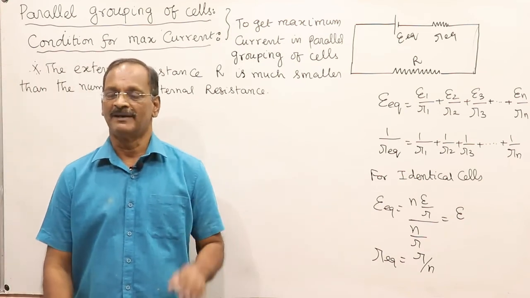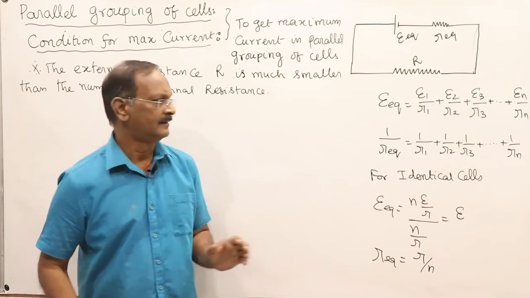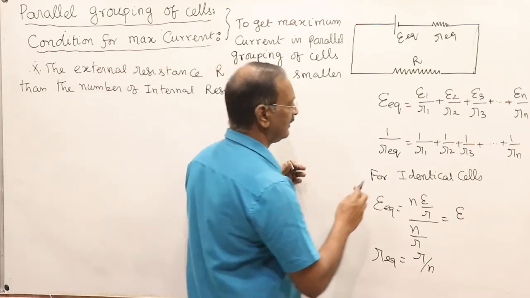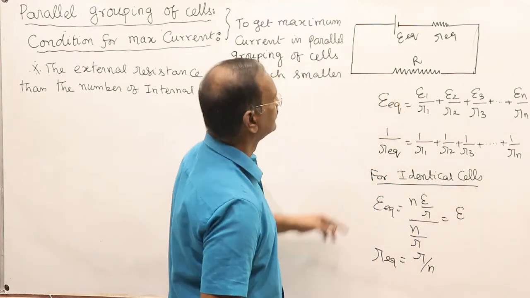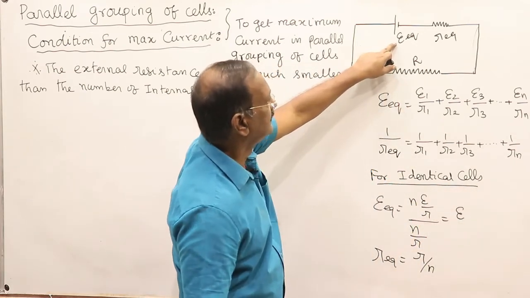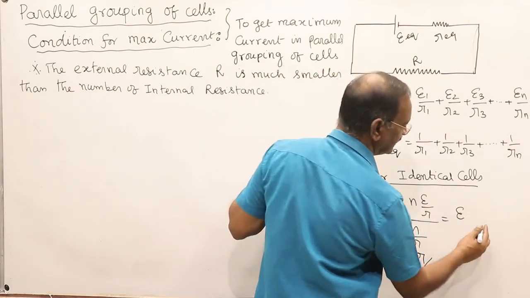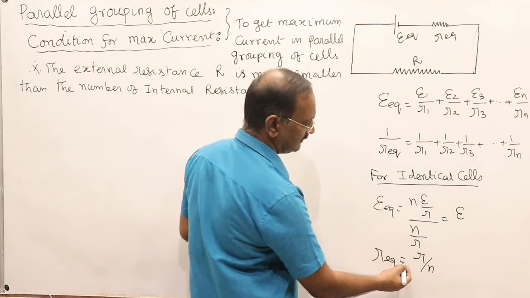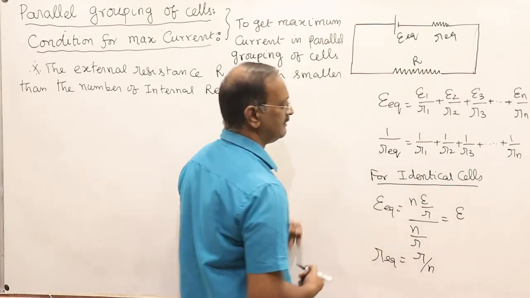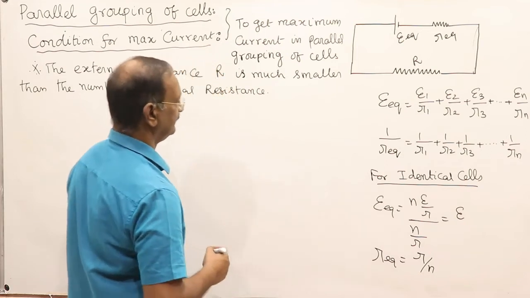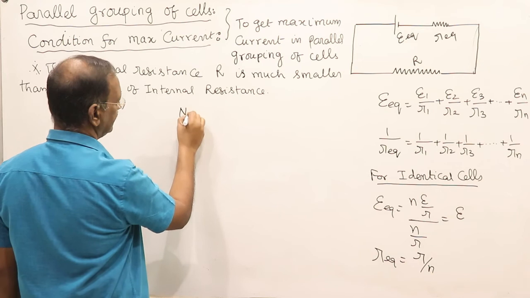Condition to get maximum current in parallel grouping of cells. Let us consider n identical cells. For identical cells, the equivalent EMF E is equal to the EMF of a single cell, and R equivalent is equal to the internal resistance of a single cell divided by the number of cells. This we have already seen. What is the net resistance? Here, R equivalent.